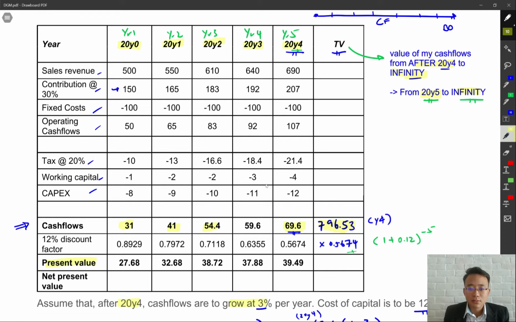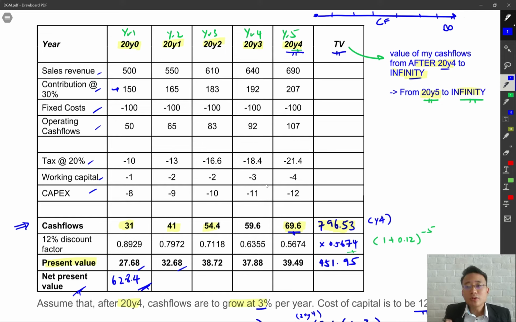So 796.53, I will get myself the present value of 451.95. To find the net present value of my project or my company, add up all the present values. 27.68 plus 32.68, I'm referring to the numbers here, plus 38.72 plus 37.88 plus 39.49 plus 451.95. And my net present value is 628.4.